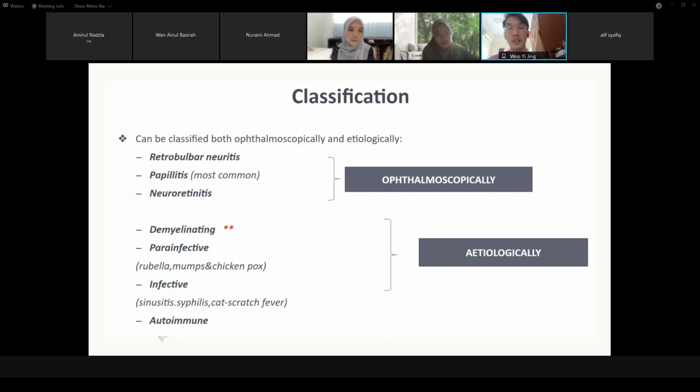And for etiological causes, there are 4 types. The first one is demyelinating, which is the most common, especially in USA. The second one is para-infective. Third one is infective causes, and the fourth one is autoimmune. Next slide.